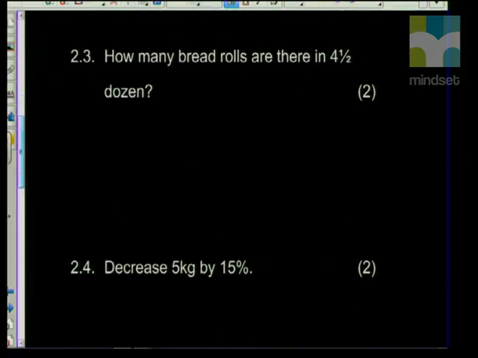Right, the next question. It says, how many bread rolls are there in 4.5 dozen? Now, dozen is a word that all the examiners are presuming that you know. You need to know that that is 12. So this could be related to eggs, this could be related to bread rolls, this could be related to a few other things. So they could be asking you similar types of questions. So that's something you need to learn.